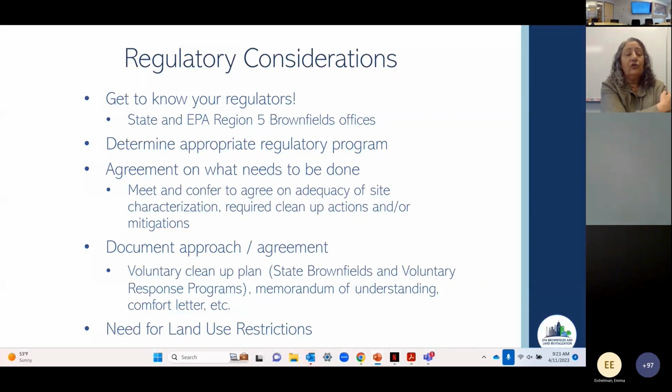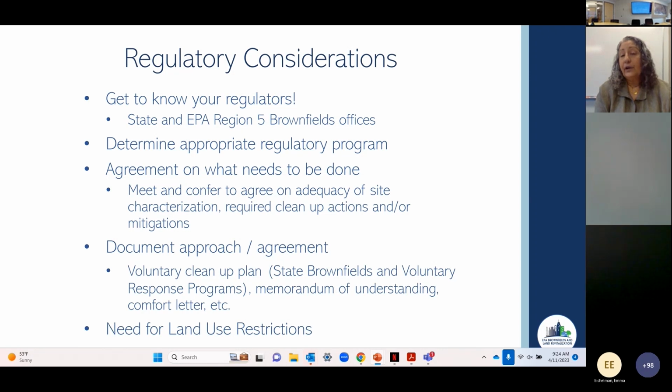We do this pre-acquisition on all of the properties we buy, which is to say we want to understand we're a responsible buyer and we want to reach agreement on what has to be done once we buy this property, what's going to be necessary to get it clean enough for our intended reuse. So that means, what's the cleanup action? Is it dig and haul? Is capping an option? What kinds of mitigations are going to be necessary? What cleanup standards will be applied?